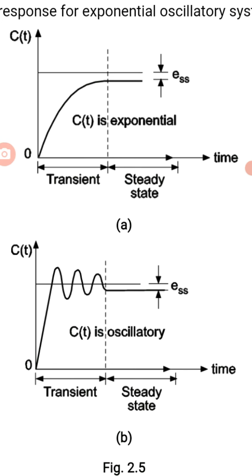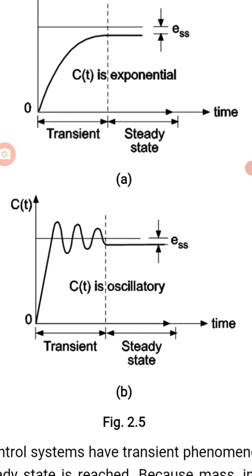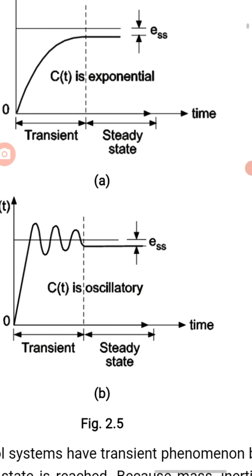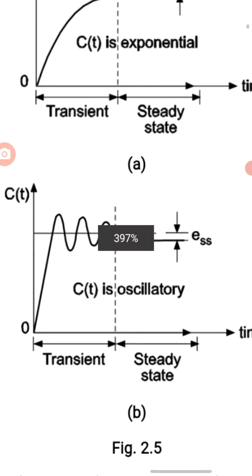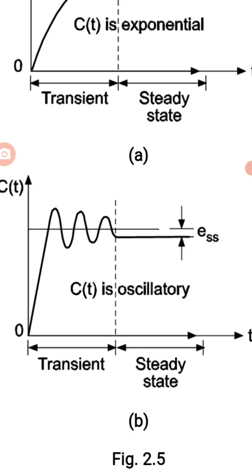If we try to reduce this transient response time period, then the system's output will be like in figure 2.5b. If we change the system response and try to get the output immediately at the output side, then the output becomes oscillatory, and this behavior is called the oscillatory behavior of the output.